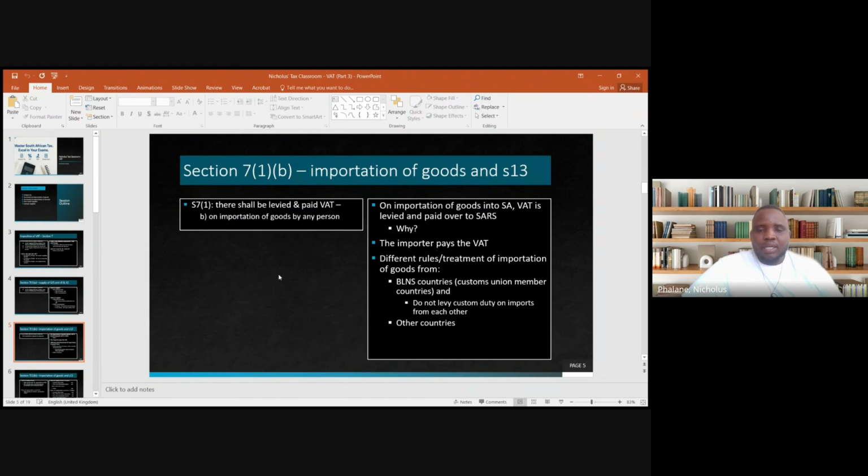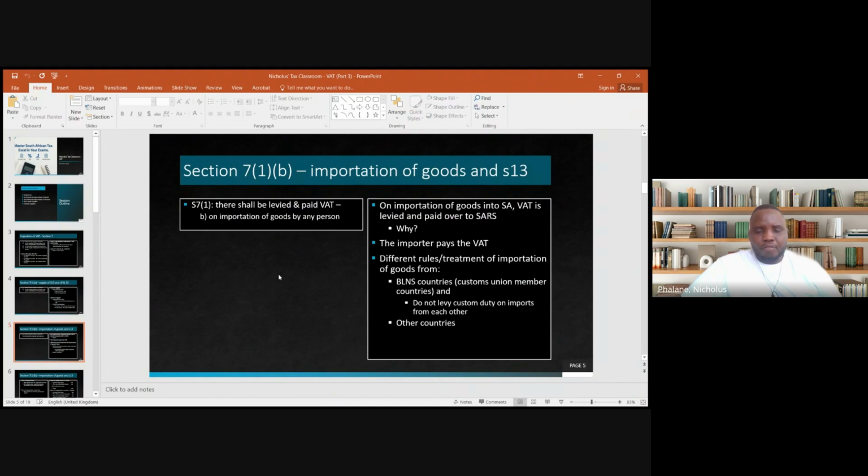So I think that is explained in detail, all right? Obviously, the importer pays the VAT. There are different rules or treatment of importation of goods from your customs union member countries, which is BLNS: Botswana, Lesotho, Namibia, and Swaziland.